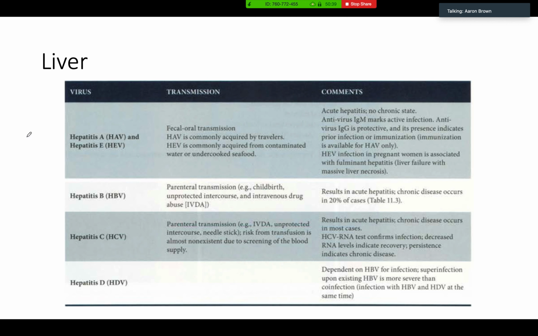So going from hepatitis A all the way through to hepatitis E. Which of these are going to be fecal oral transmission? Which of these are going to be blood transmission or fluid transmission?